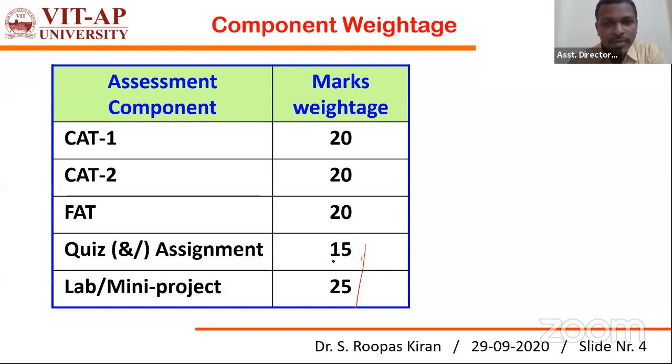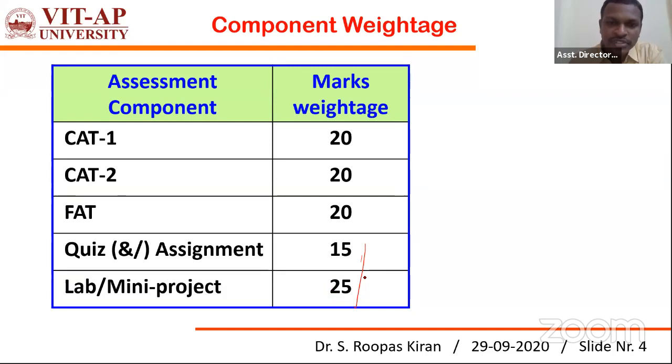This quiz component is in the faculty's hands, so the faculty can conduct either quizzes or assignments. It's up to the faculty. Either they can conduct 3 quizzes or 2 quizzes or 2 assignments, whatever it is. But if the course comprises a lab component or project component, it has to be evaluated for a total of 25 as per the plan given by the respective schools.